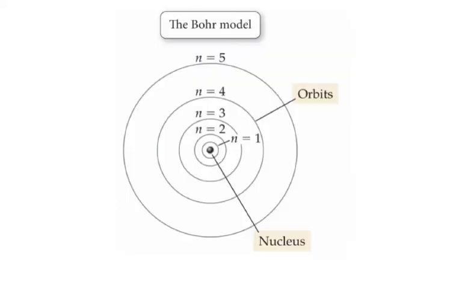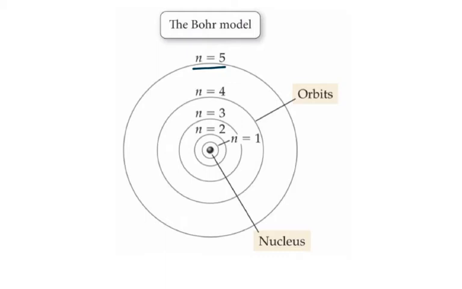In the Bohr model, as you can see here, n is equal to the energy level. You have the first energy level, which is closest to the nucleus, then the second, the third, the fourth, and the fifth, which in this model is the furthest out. But notice how the electrons travel in these definite paths referred to as orbits.